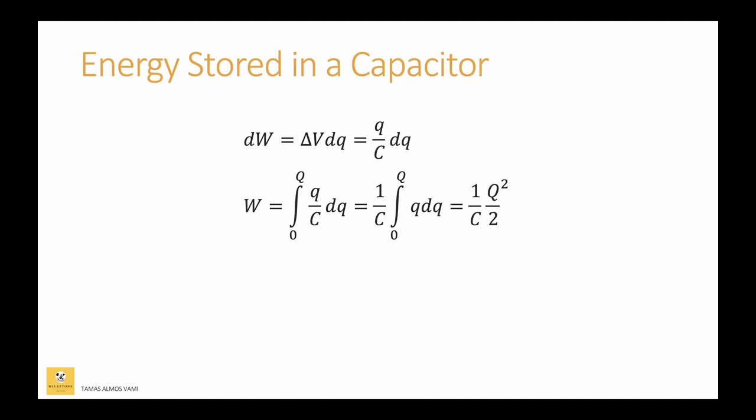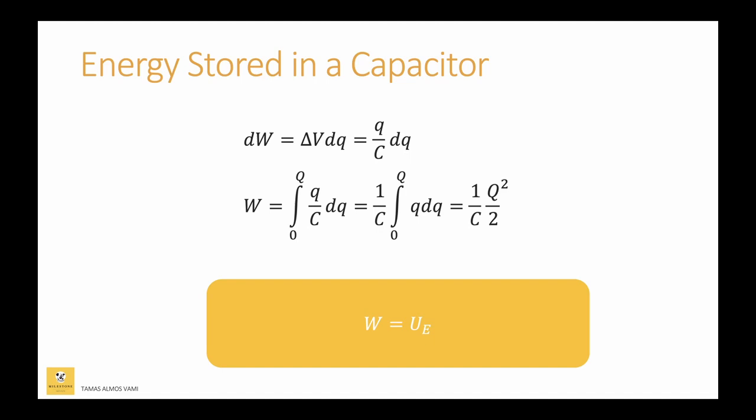And so we can move that out from the integral, and then we get the simple integral of a single variable, Q, to the first power. We know that those have the primitive function of the second power of that thing divided by 2. So that leads to 1 over C times Q squared over 2. The work is the same as the electric potential energy, so that's going to be Q squared over 2C.